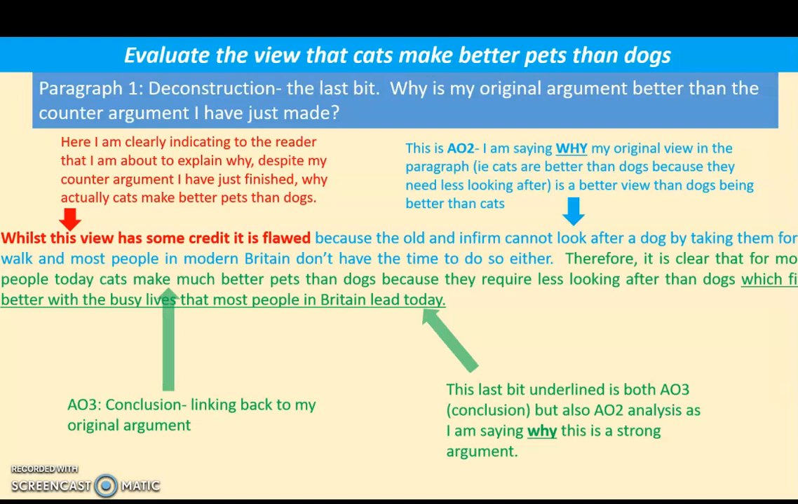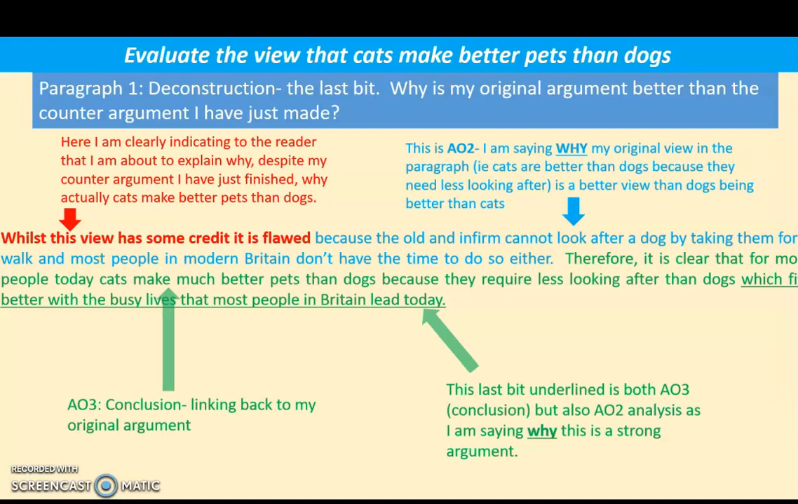Because the old and the infirm cannot look after a dog by taking them for a walk. So actually it's not fair if you're old and infirm having a dog. And also most people in Britain today don't have time to look after a dog. So this is saying why my original view, the fact that cats are good for old people who can't go for walks, and it's good for young people or people who are working because they can't go for walks, is actually better.